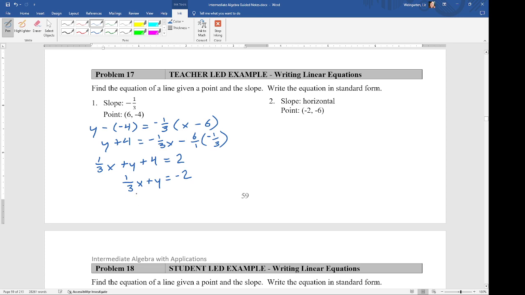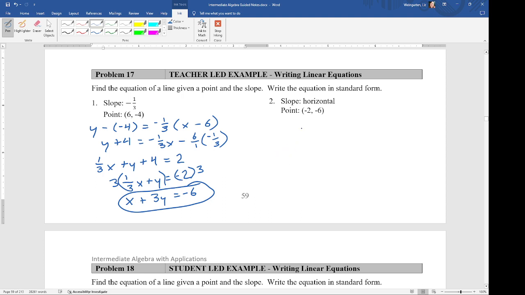Finally, I have a fraction in front of my x, which is not allowed in standard form, so I'm going to multiply both sides by 3. 3 times 1/3 gives us a single x. Distribute that 3 to the y, and I get 3y equals negative 6. And this is a perfectly acceptable standard form linear equation.